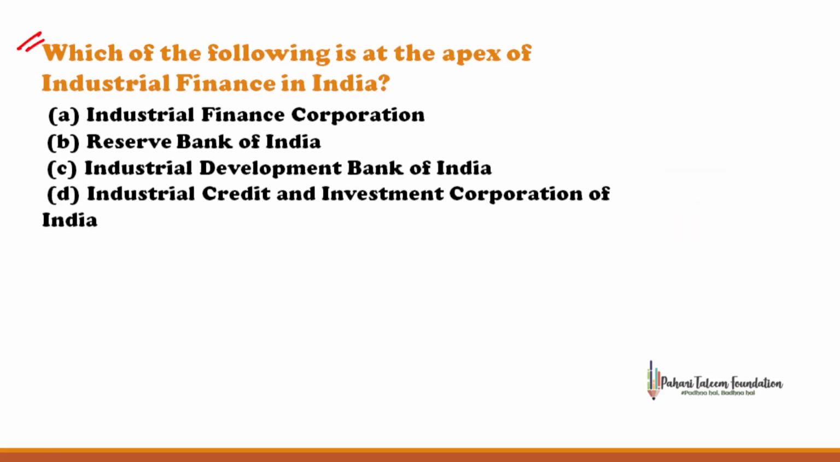The next question on your screen is, which of the following is at the apex of industrial finance in India? The options are option A, Industrial Finance Corporation, option B, Reserve Bank of India, option C, Industrial Development Bank of India, option D, Industrial Credit and Investment Corporation of India. So the right answer for this question is option C, that is, Industrial Development Bank of India.